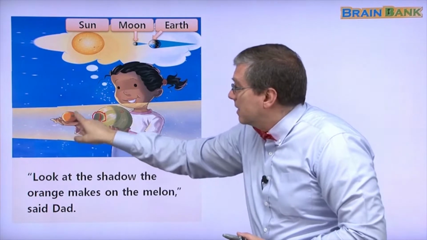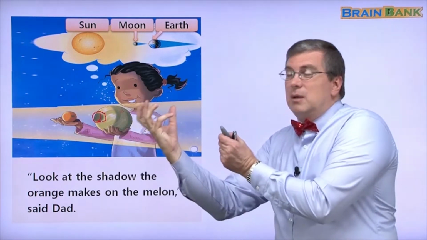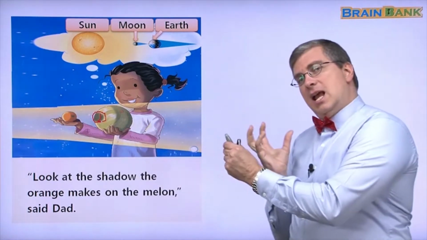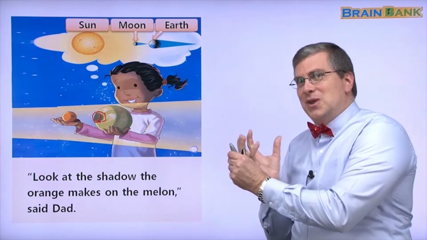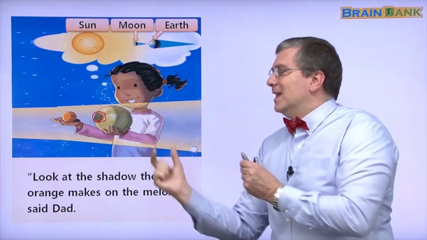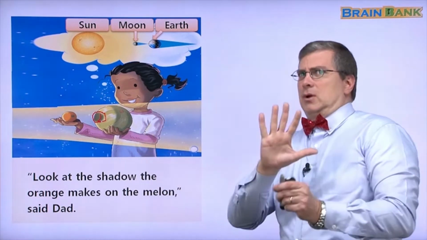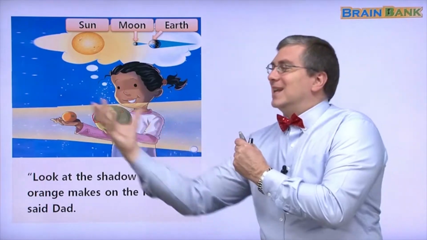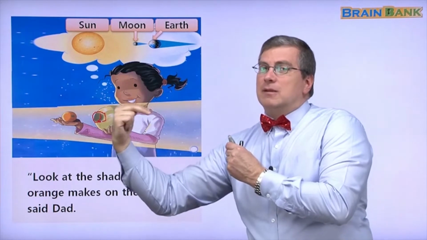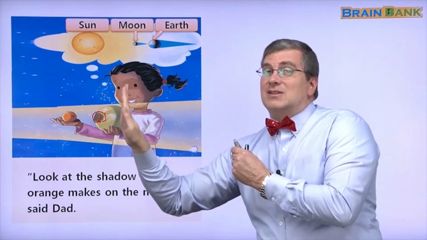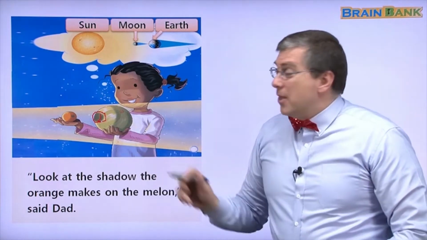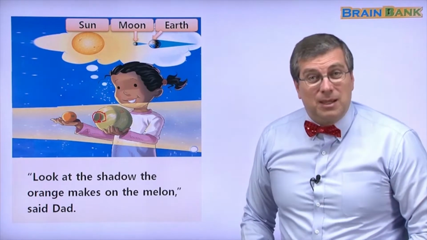Here's the sun. There's light here, but the moon comes between the sun and the earth. The moon is in between, right? In between. Sun, moon, earth. The light hits the moon. The moon blocks it. The light makes a shadow on the earth. That shadow is the eclipse.